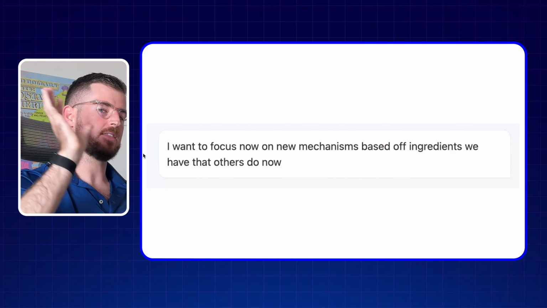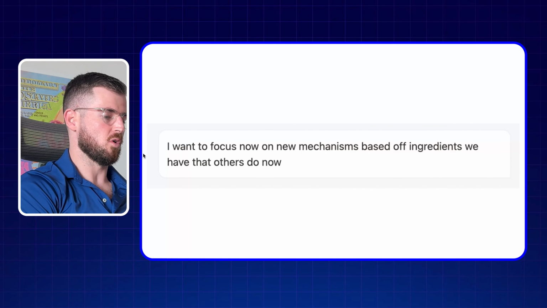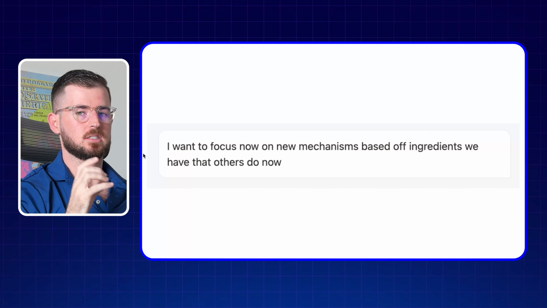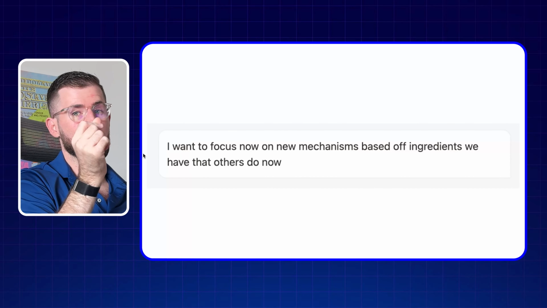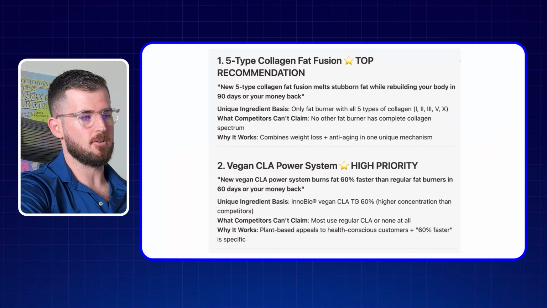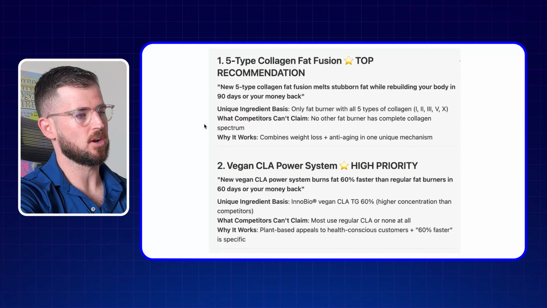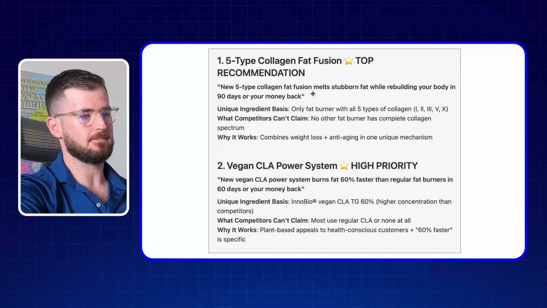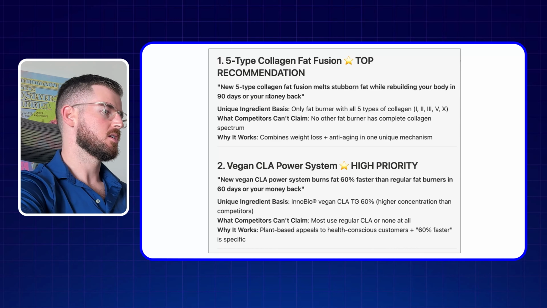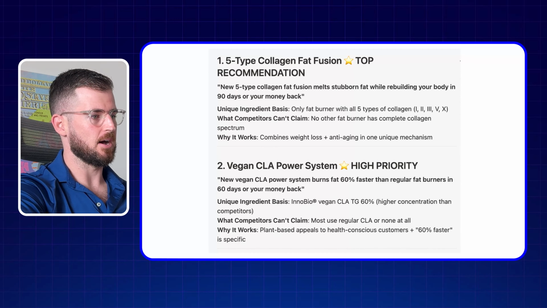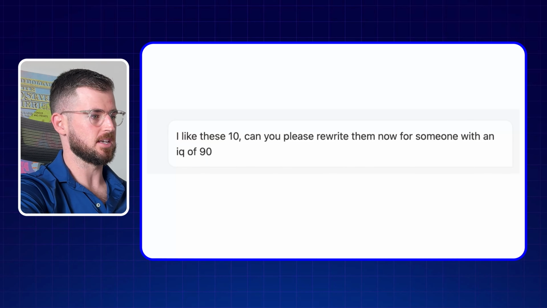Now here, I like those new mechanism ideas, but I wanted to also focus on supplements. Your unique mechanism a lot of the time is the ingredients you have, being the ingredients that no one else has. So I wanted to focus on that. And then it gave me a new set of headlines right here: "New 5-type collagen fat fusion melts stubborn fat while rebuilding your body in 90 days or money back guarantee." Not bad. It's a little crazy. I'd definitely go back and do this again to cool it down a little bit. But it's on the right track, and that was the key thing for me.